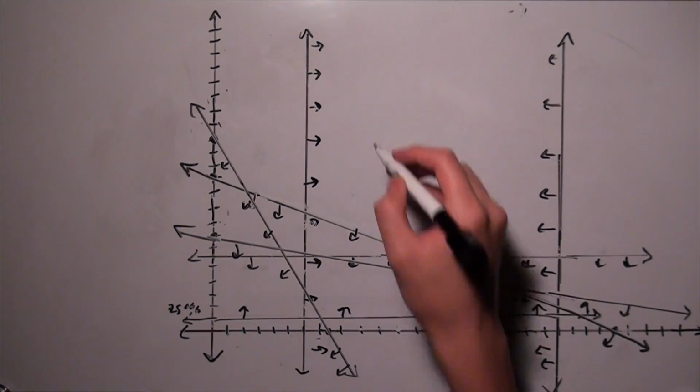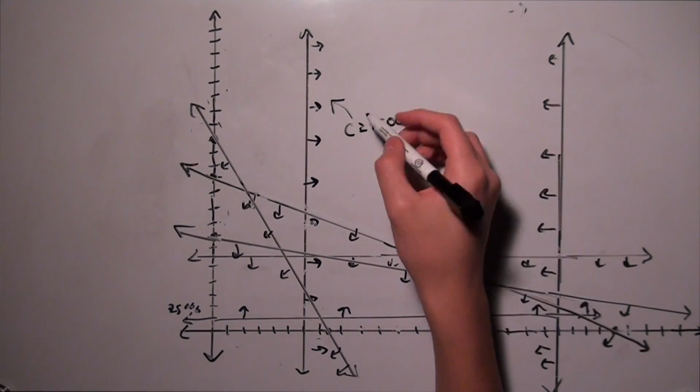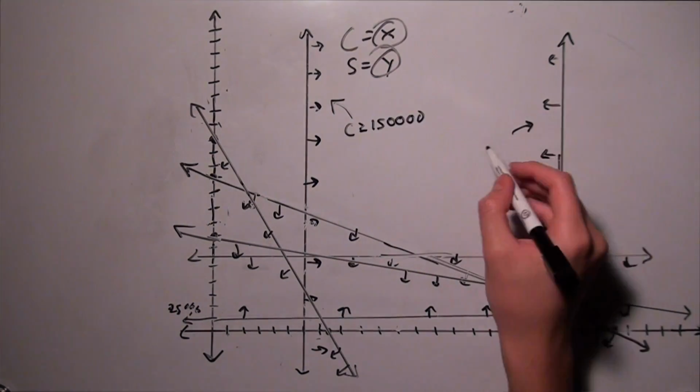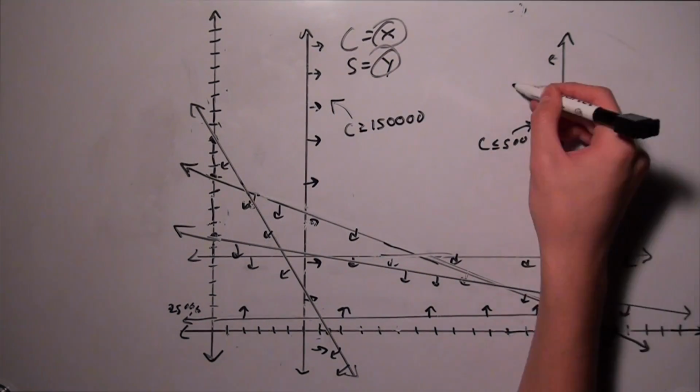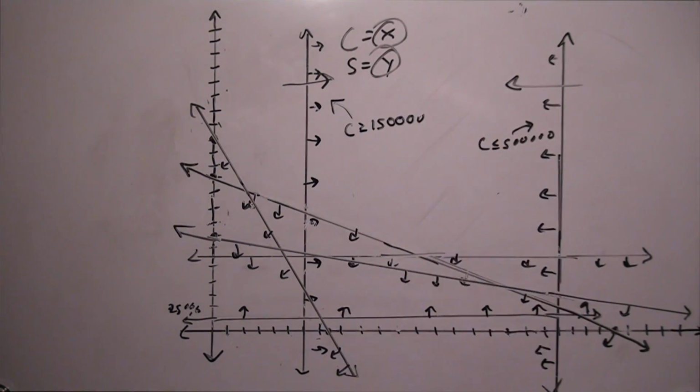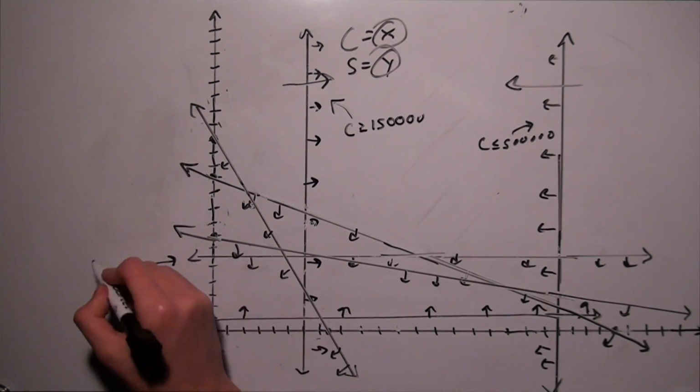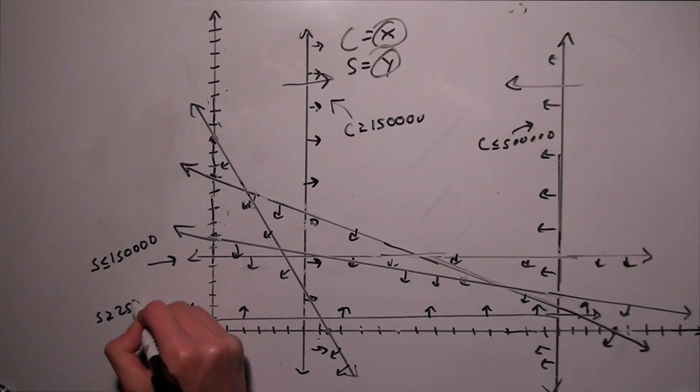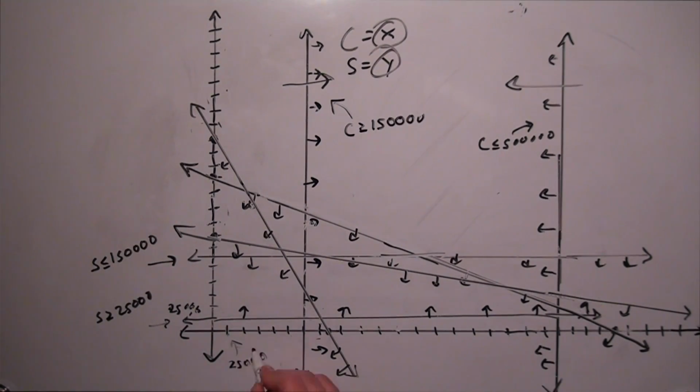If you look at our graph, there's actually not that much unusual about it. In fact, here are our familiar lines. C is greater than or equal to 150,000 and C is less than or equal to 500,000, if we remember that C is X and S is Y. Each tick mark goes by 25,000, and that's clearly manifest when you see that S is greater than or equal to 25,000. This goes for both the X and Y axis.